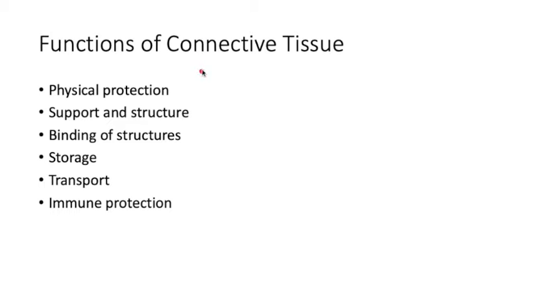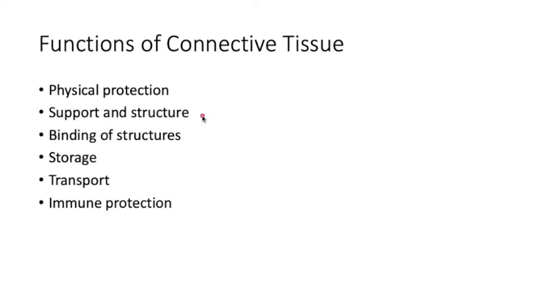The functions of connective tissue, you can see that there are a lot of functions, and no single tissue has all of these functions. Most of them only have a couple, like two perhaps. So examples of physical protection: fat is padding. It provides some protection. So fat then is an example of a connective tissue. Other physical protection could be like bones. Support and structure, definitely bones, also things like cartilage.